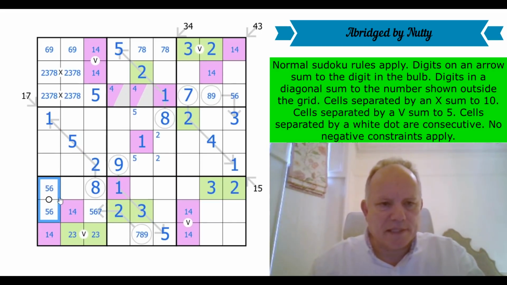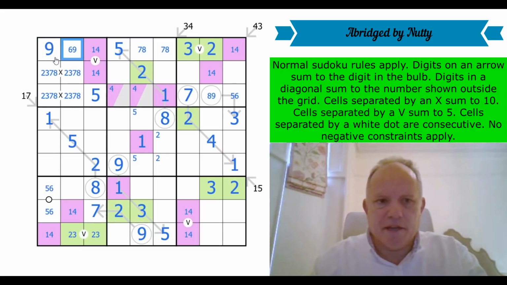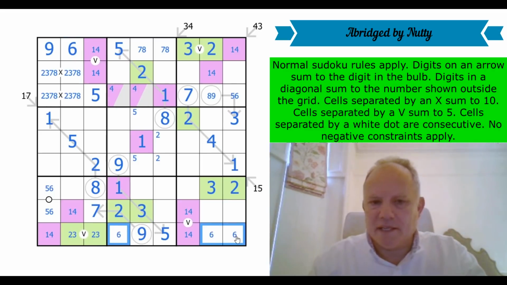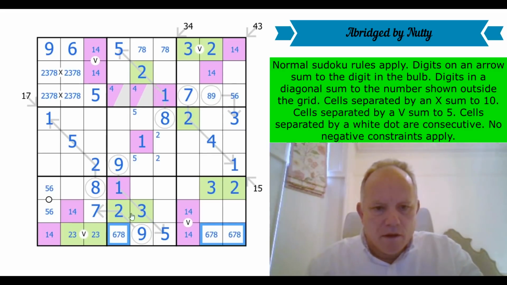So it's a 5, 6. Kropke pair, that puts 7 there. Now we're away again. 9. This has become a 9 thanks to the 5, 6 pair. 1, 4, 2, 3, 5. We've got 6, 7 and 8 to go in the bottom row.